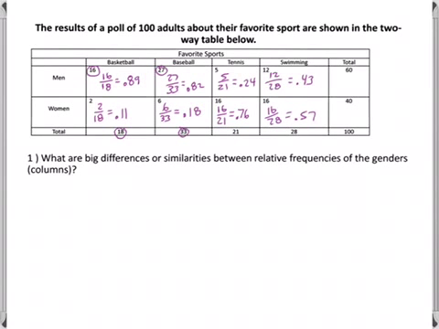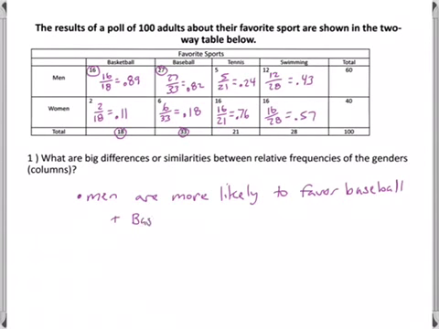And so what are the big differences or similarities between relative frequencies of genders? Well, for this data set, men are more likely to favor baseball and basketball, where the females, or in this case women, are more likely to favor tennis.